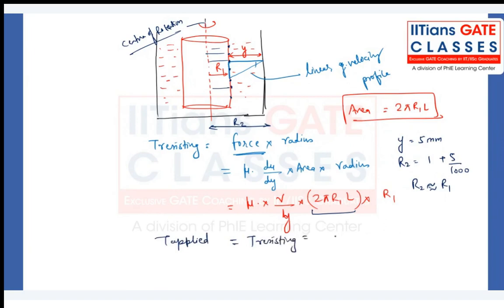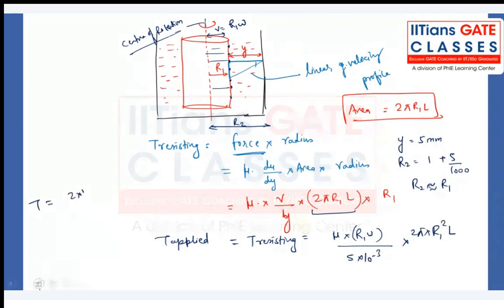That is mu into V, which will be R1 into omega. The inner cylinder is rotating with the speed of R1 into omega, divided by the gap, 5 into 10 power minus 3, times 2 pi, once again R1 square into L. So what will be my applied torque? Mu is what? What is the viscosity value? 10 into 10 to the power minus 4, R1 cube.